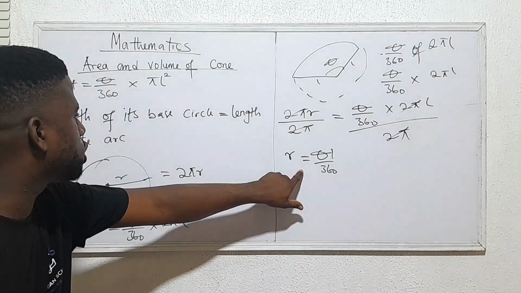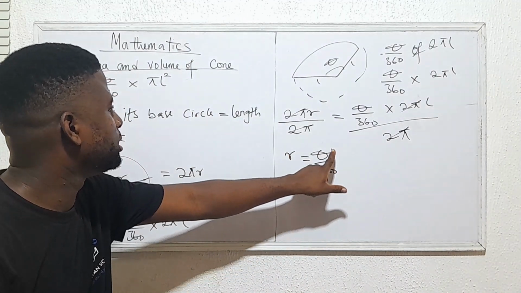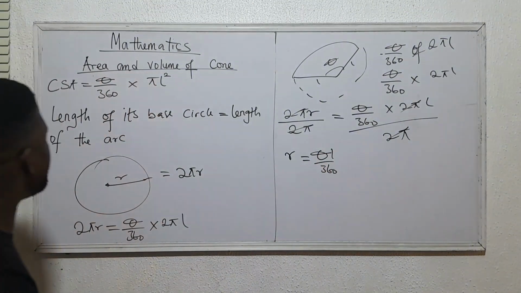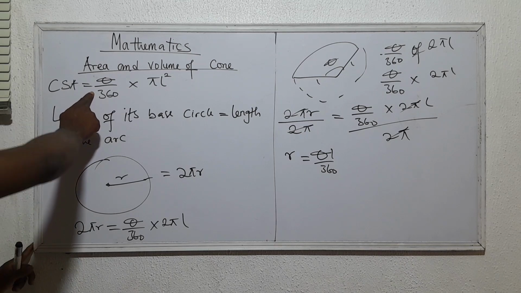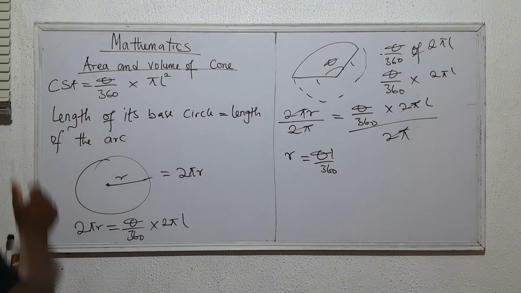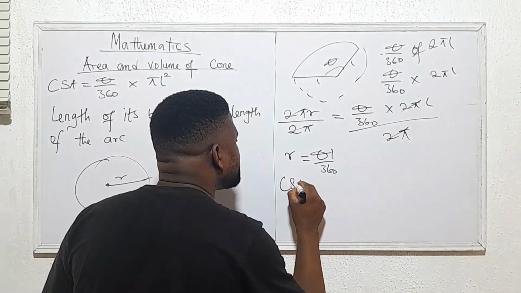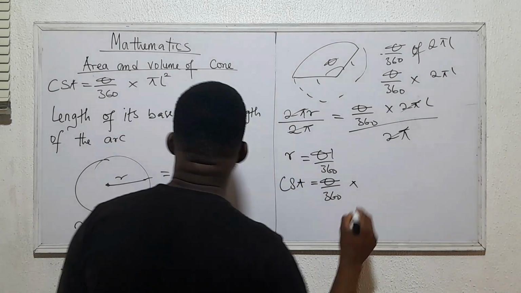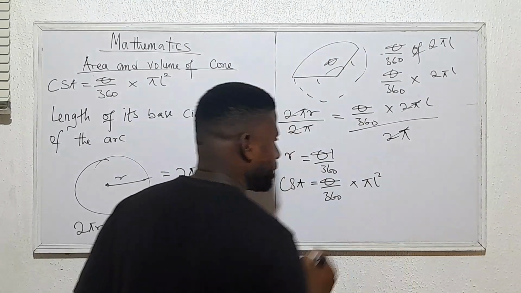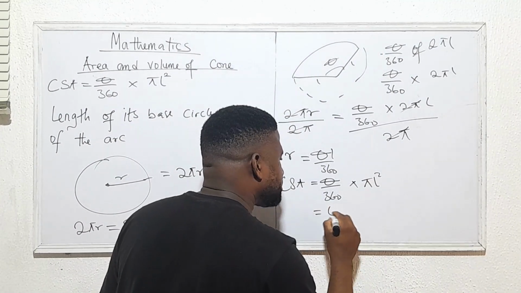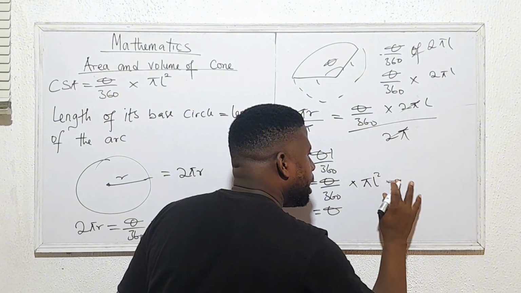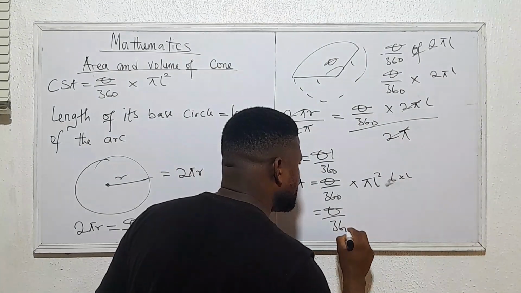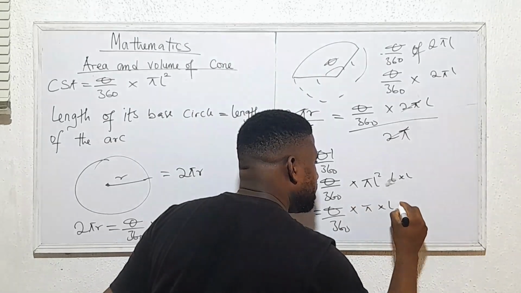Our radius is equal to what? Theta L, that's our L being the slant height, over 360. Now let's come back to the curved surface area of a cone. The curved surface area of the cone is equal to theta over 360 times pi L squared. Now L squared is the same thing as L times L, right? So we can rewrite this as theta over 360 times pi times L times L.